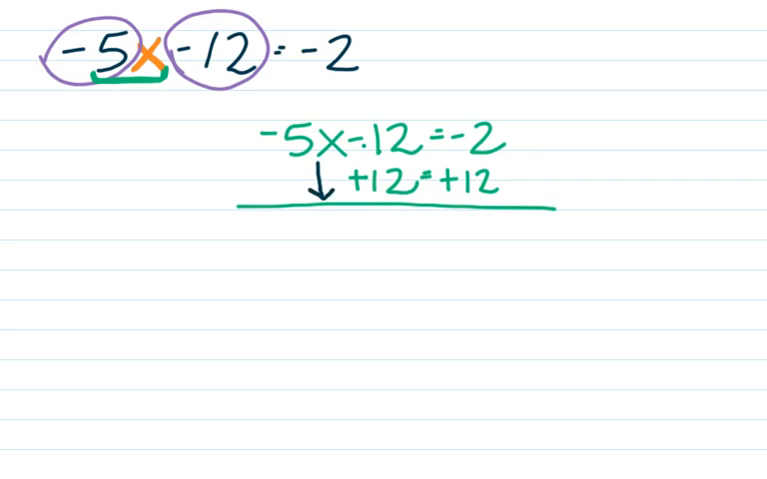I did not touch the negative 5x, so I just bring that down. That cancels. And negative 2 plus 12 is 10. Okay, so here I have negative 5x. They're being multiplied. So to get rid of that negative 5, I have to divide. I have to divide by the number that I'm trying to get rid of. I'm trying to get rid of a negative 5, so I have to divide by a negative 5.